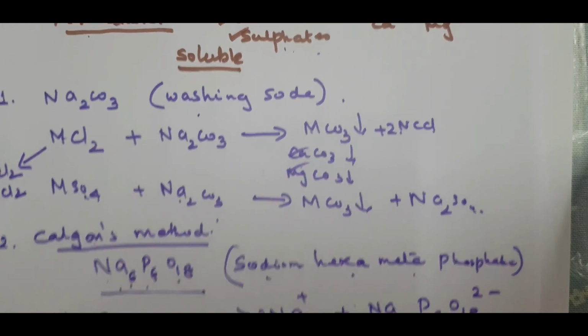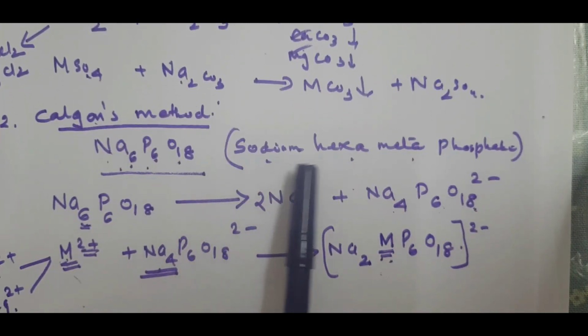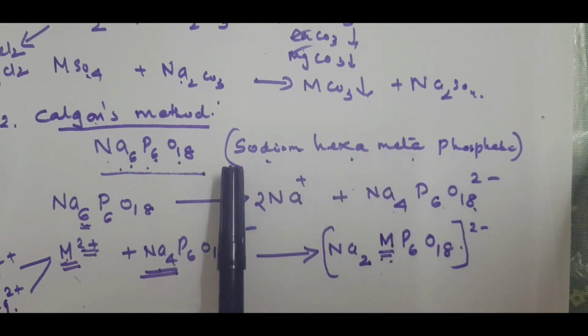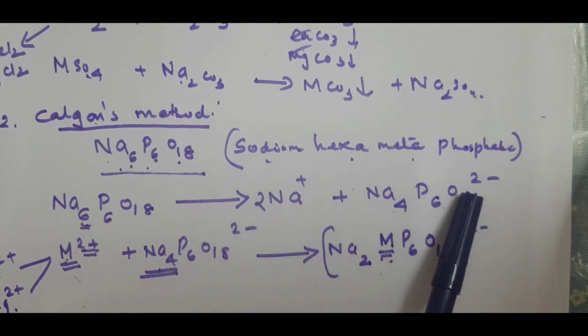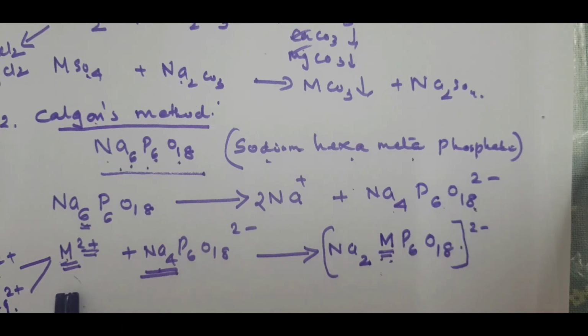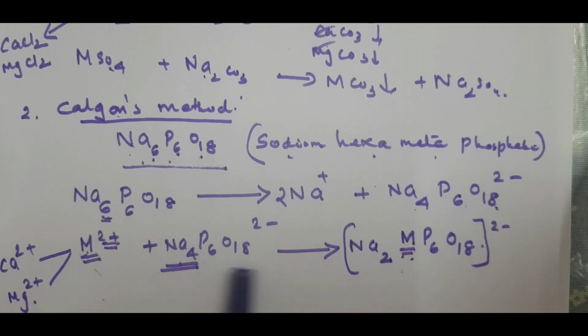Then the second is Calgon's method. Calgon is nothing but sodium hexametaphosphate. First it undergoes ionization in order to remove 2 Na plus to form an anion. This anion will react with the cation, that is M, being calcium and magnesium. Then the metal atom is added into this anion complex and it remains in solution without causing any difficulty for the permanent hardness. So the hardness is removed in that way.